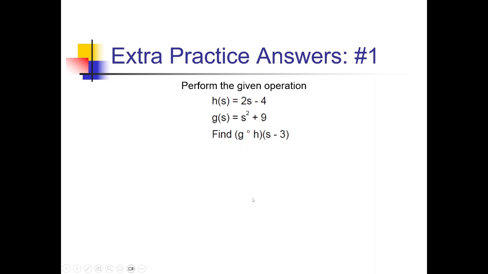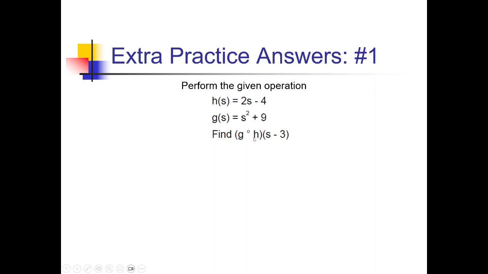For this first problem, we've got the h and the g function, and we want to find g composition h of s minus 3. So the basic idea here is we have to take this s minus 3 and first plug it into the h function, and then whatever we get out of that, we have to plug that into the g function. So we've got a few steps here.